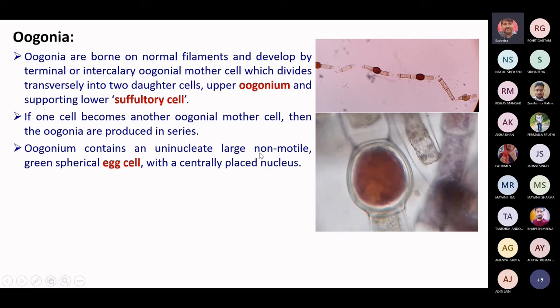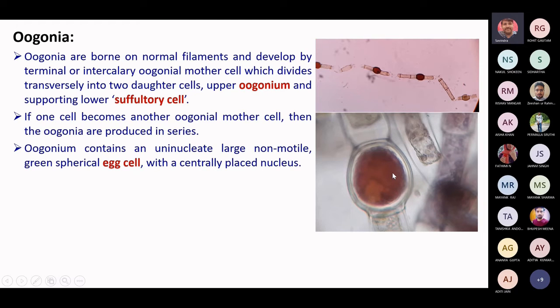Oogonia contain a uninucleate, large, non-motile, green spherical egg cell with a centrally placed nucleus. But why is it not green over here? Why is it appearing black or brown? Why is it so? Which stain did we use? Iodine. Iodine. So it is possible that the starch inside this egg cell reacts with the iodine and becomes blackish in color, and the overall appearance becomes brownish black.